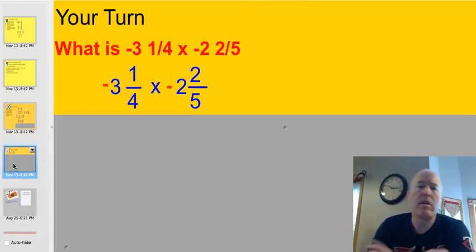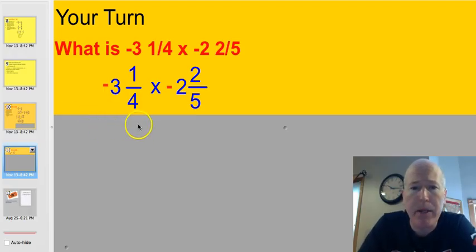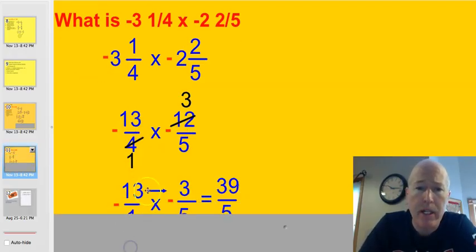Here we go. Try this one. Last pause problem. All right. First thing I notice is I've got two negatives. A negative times a negative is going to end up with a positive answer, right? All right. Let's see. Here's the way I did it.